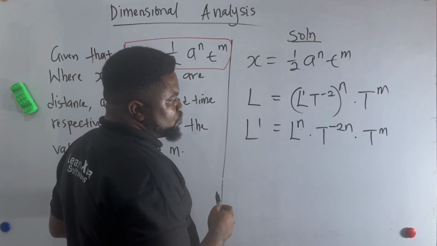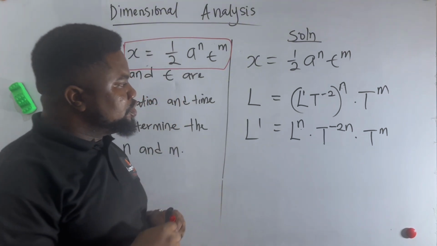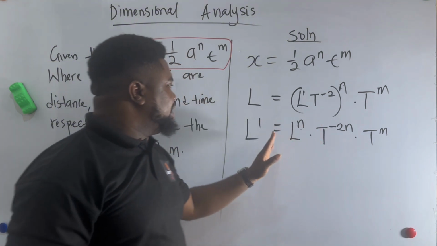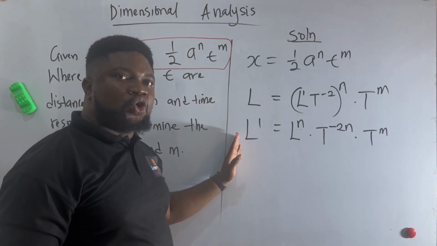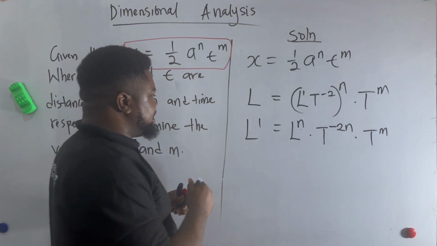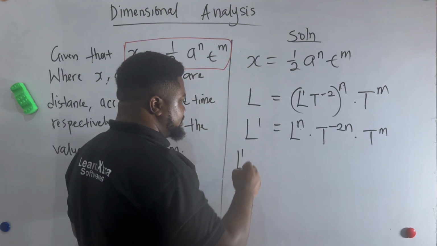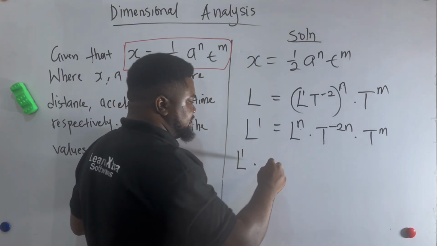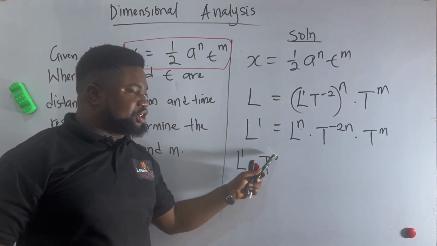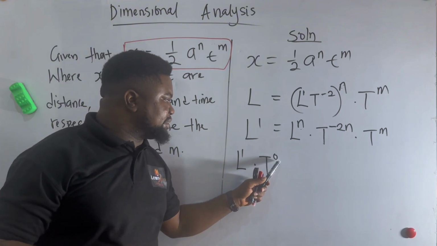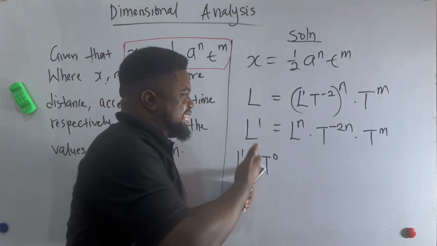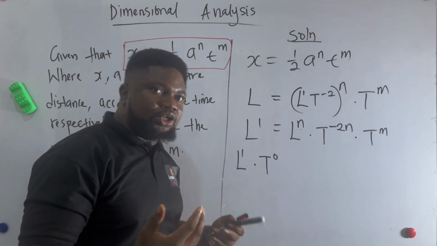What next do we do? If you observe carefully, we are dealing with L and T on the right hand side. On the left hand side, we have only L. In this case, we have to introduce T on the left hand side. And how do we do that? We say L, which we know is power 1, will also bring in T. T becomes power 0, because T power 0 is 1, and 1 times L is still L. No new thing happened. We just brought in T to enable us equate.